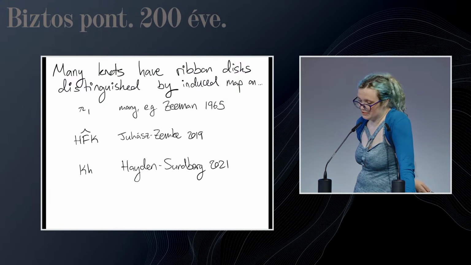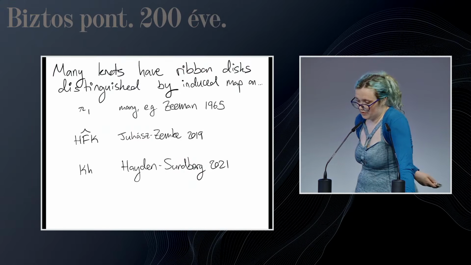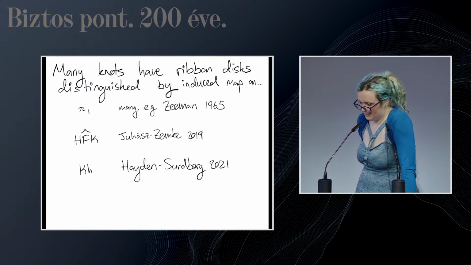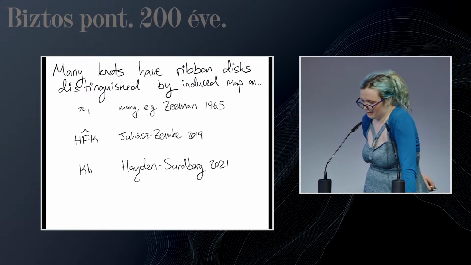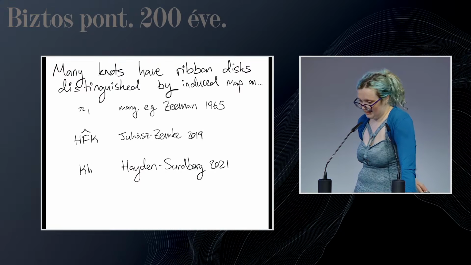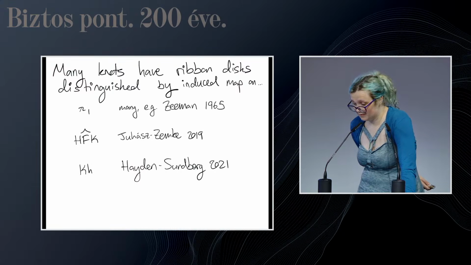You can also distinguish disks with more modern techniques. Knot Floer homology cobordism maps, Khovanov cobordism maps. This Juhász-Zemke result, I think, is the first example of knot Floer distinguishing disks. That's not an exotica result. It's just a technique. And then later, we do know that there's also exotica results using knot Floer homology.